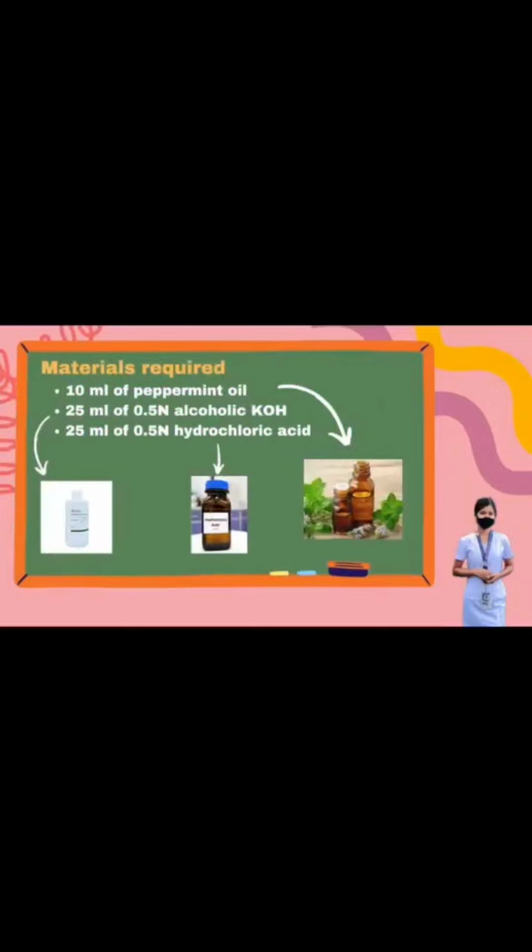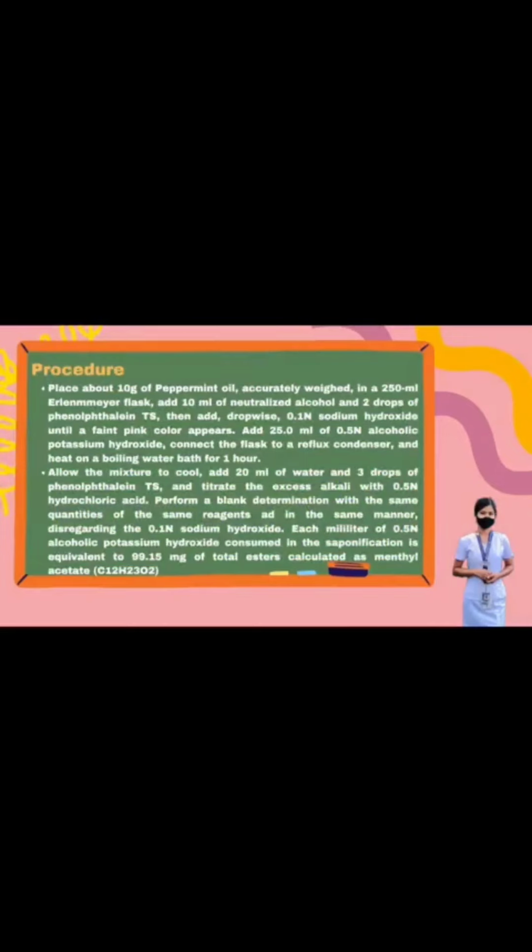The materials required include 10 ml of peppermint oil, 25 ml of 0.5 normal alcoholic potassium hydroxide, and about 25 ml of 0.5 normal hydrochloric acid. Here's the procedure. First, place about 10 grams of peppermint oil, accurately weighed, in a 250 ml Erlenmeyer flask. Add 10 ml of neutralized alcohol and 2 drops of phenolphthalein TS, then add dropwise 0.1 normal sodium hydroxide until a faint pink color appears.